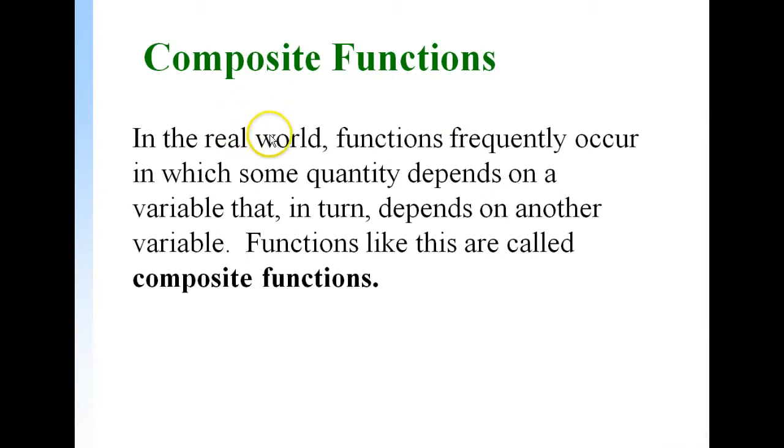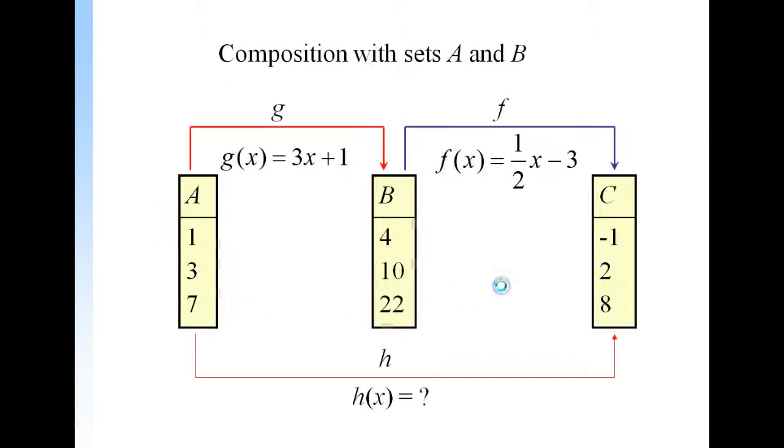So a little summary: in the real world, functions frequently occur in which some quantity depends on a variable that in turn depends on another variable. So this relationship is called composite functions. And here we see an example of composite functions where the function of g is this, the function of f is this, and let's go through it.